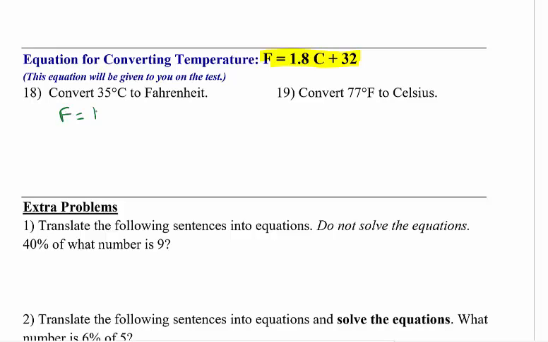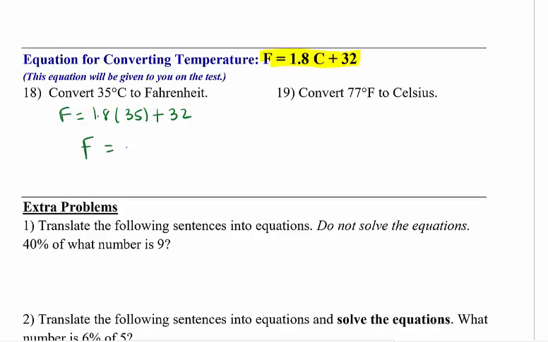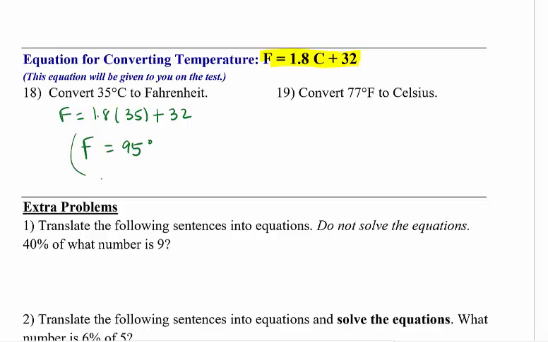So Fahrenheit equals 1.8 times the Celsius, which is 35, plus the 32. We're now going to put it in our calculator. 1.8 times 35 and add the 32. Fahrenheit is 95 degrees. That's a reasonable answer. So going to number 19, again, pause it, see if you can solve it.